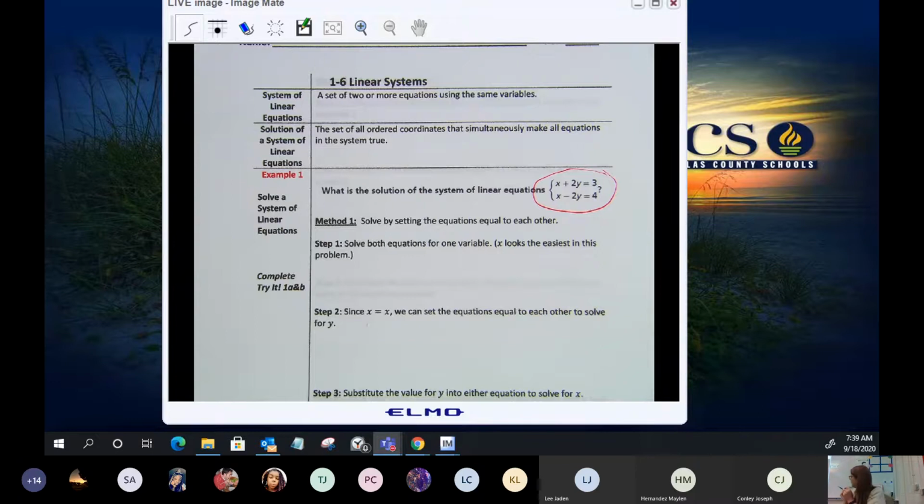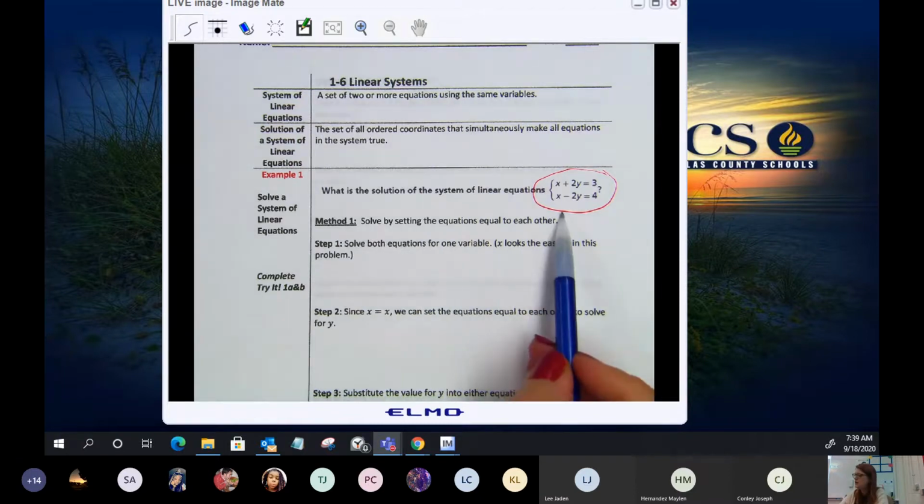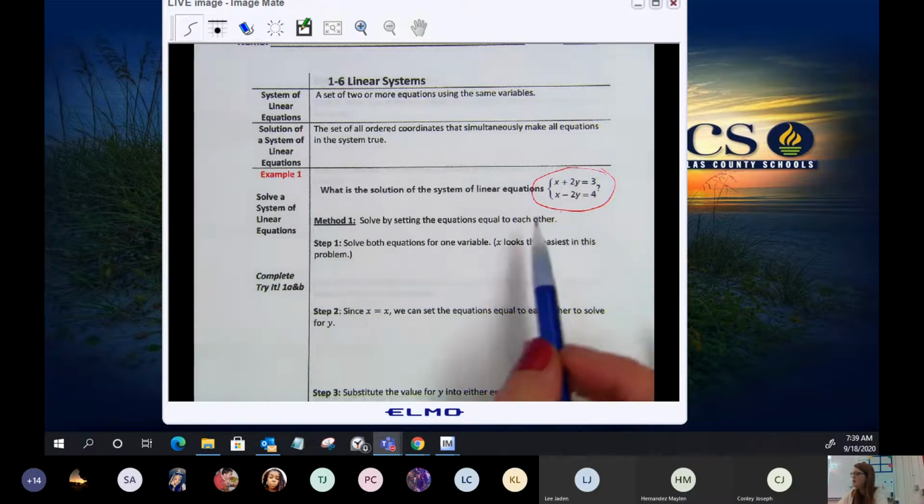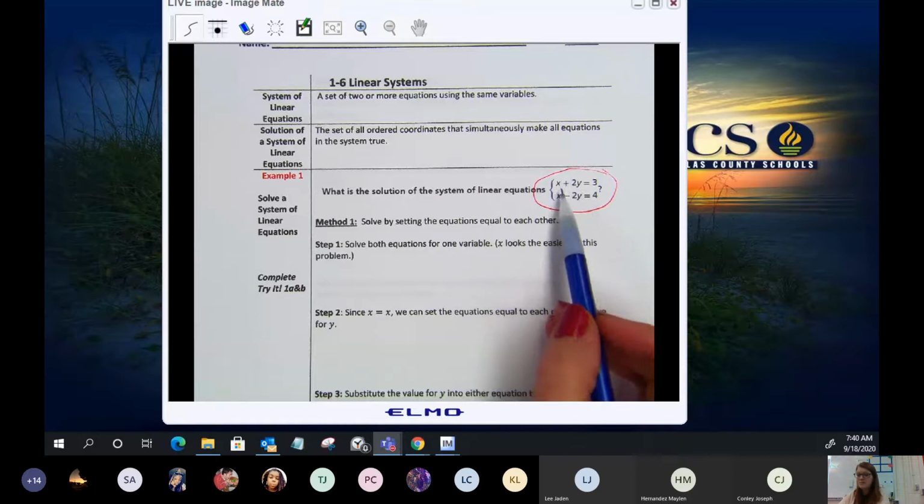So we're going to do this algebraically, and we're looking for the solution of the system of the linear equations right here. I'm going to show you two methods. You can pick whichever one you want to use. They both work. So the first method, this is the one that is shown in the textbook. We're going to solve by setting the equations equal to each other. So what you want to do is isolate one variable. It doesn't matter if you choose x or y. Choose whichever one is easiest.